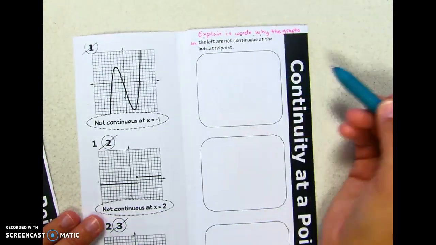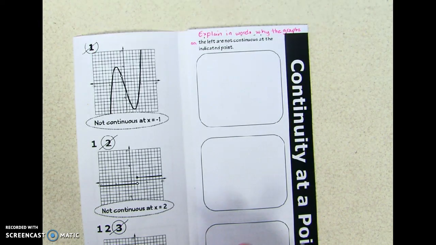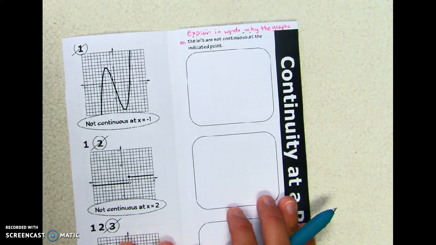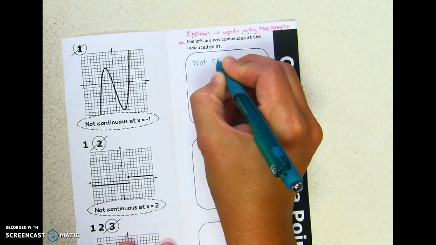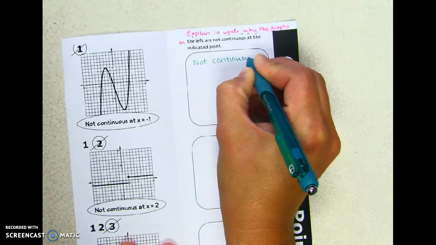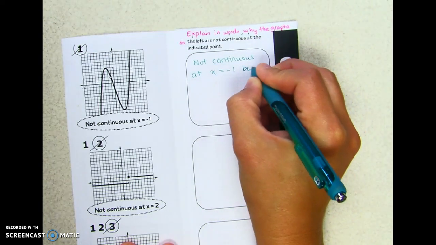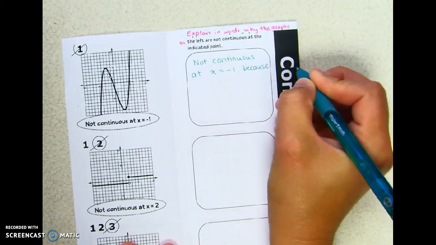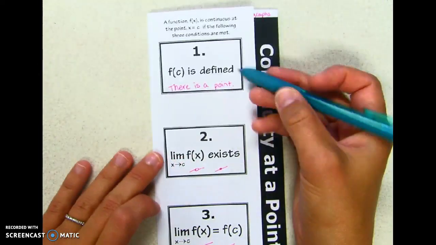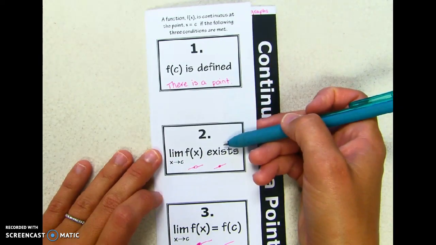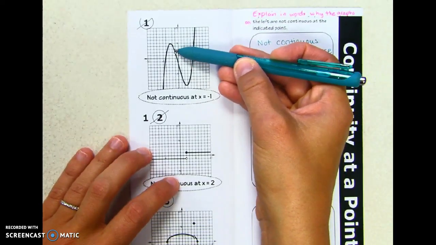Okay, if you say there's a hole, that's wrong. That's not calculus. Remember, in calculus we have to use the calculus language. This is learning a new language. So we're going to say in a complete sentence, not continuous at x equals -1 because, now which one of the 3 reasons? Is there a point? Does the limit exist, or does the limit not equal the point? So the limit exists, but there's no point.